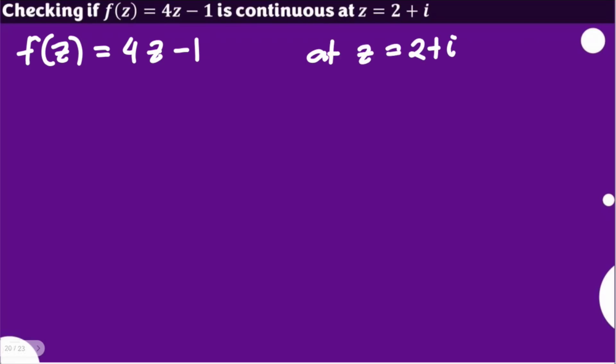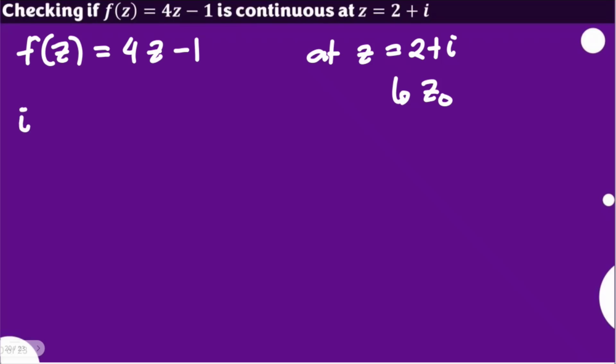Notice that our value here for z sub 0 is actually expressed as a complex number. We have 2 plus i. Take note that our given function here is linear, and basically a polynomial complex function, and therefore it is already guaranteed that all polynomial functions are continuous at all values of z. But let's try to show it to be true here, given the 3 conditions that need to be met.